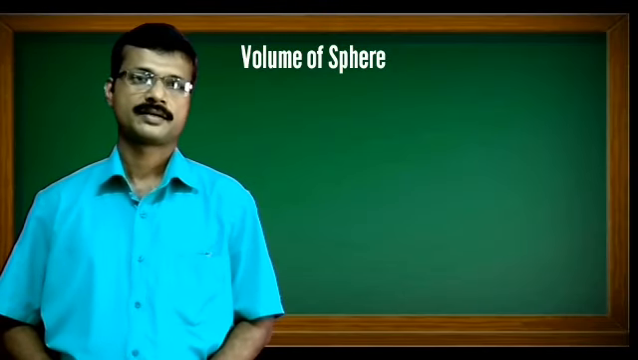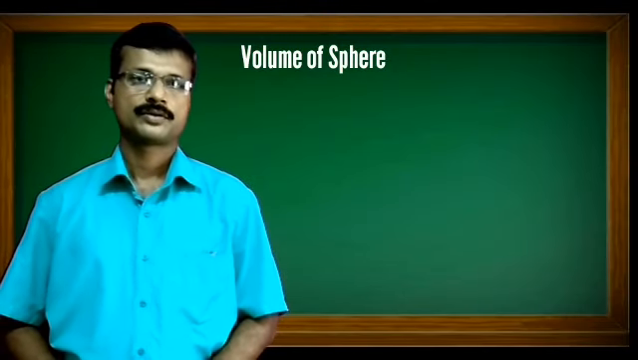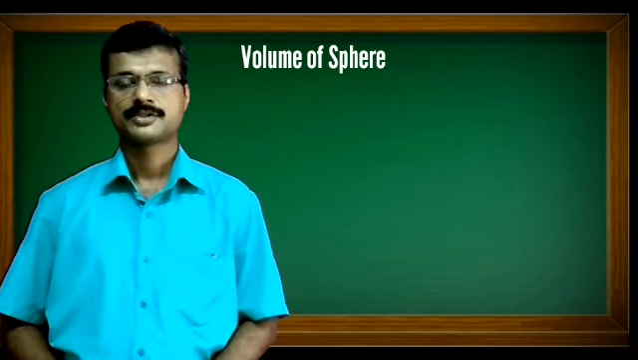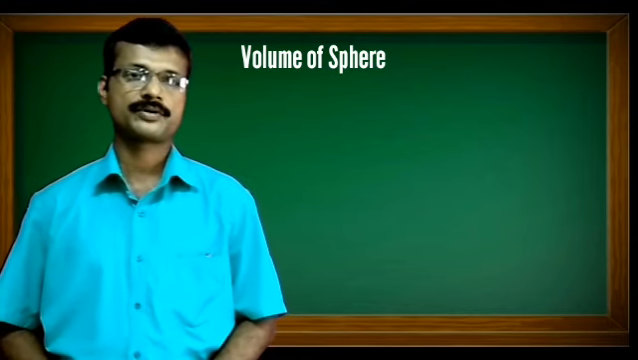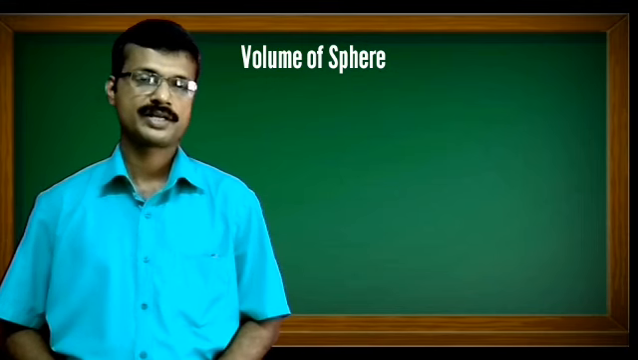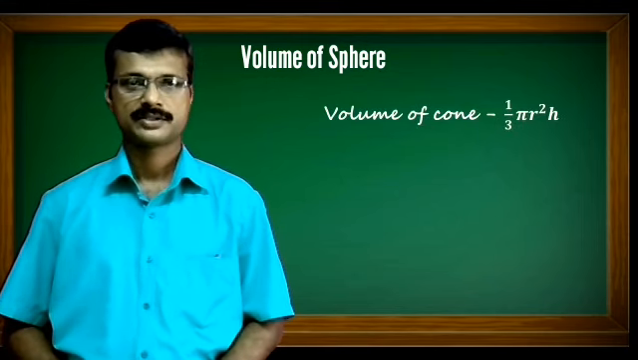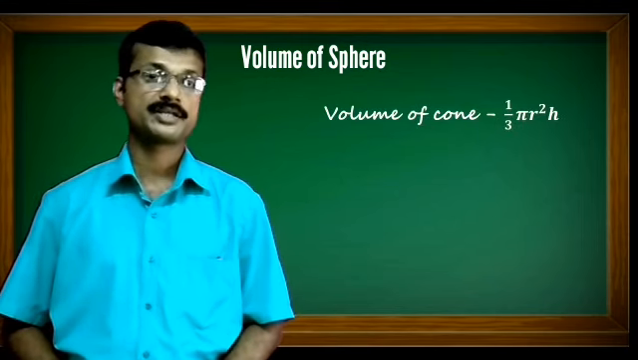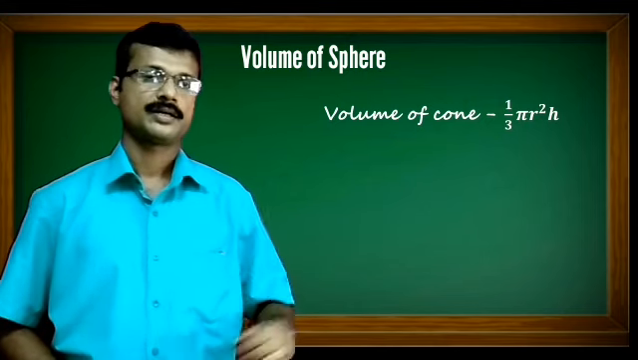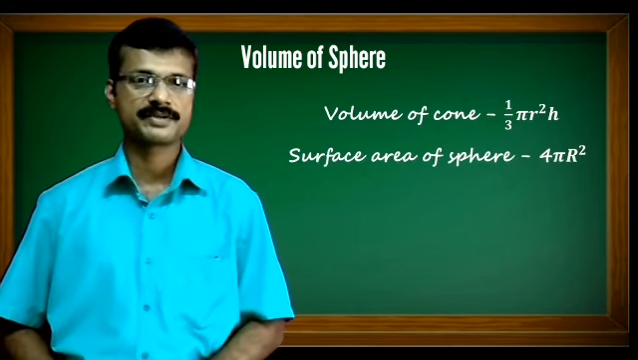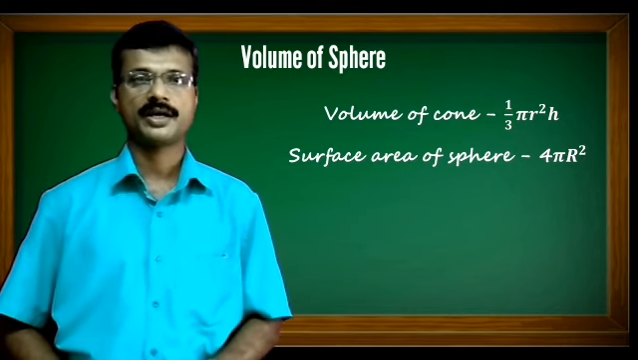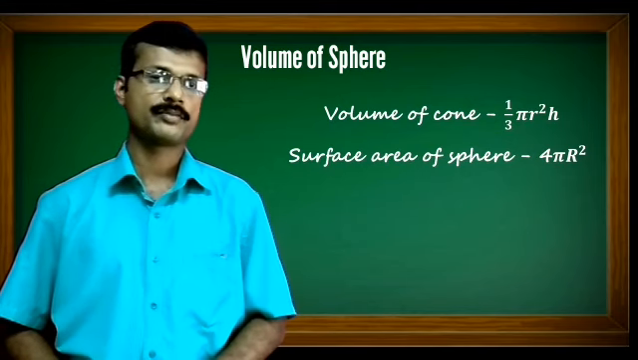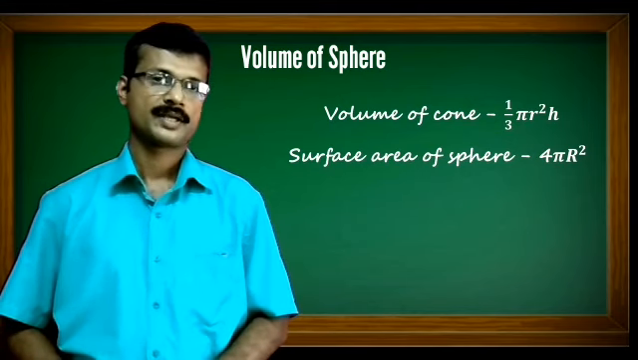In this session, I will be discussing the volume of a sphere. Here I will be deriving the formula for the volume of a sphere with the support of two formulas. One is the volume of a cone, which you already know, 1 by 3 pi r square h, and next the surface area of a sphere, that is 4 pi r square.